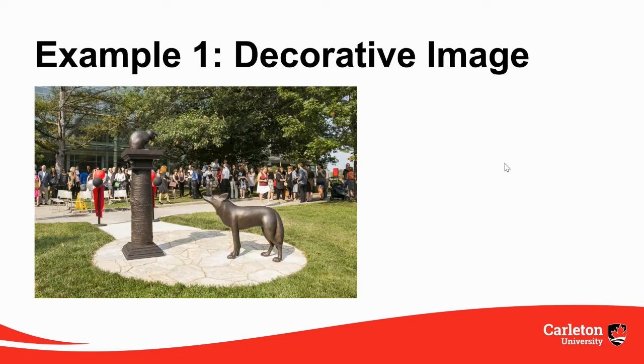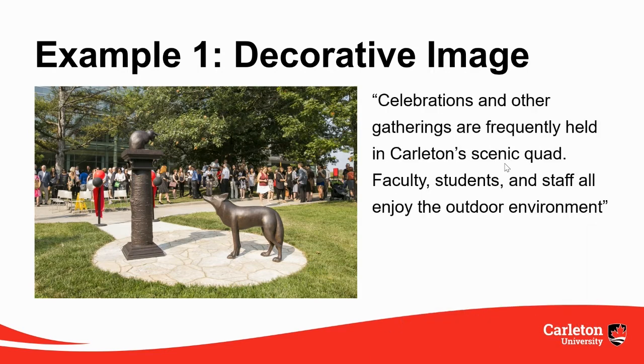To help illustrate this rule, let's look at an image in a few different contexts. Take a moment to consider this image. There are several elements that could be important depending on the context: the sculpture, the gathering of people, even the greenery. Which of these should go in alt text, as well as whether or not alt text is actually needed, depends on context. Here's an example of content that this image might be placed next to.